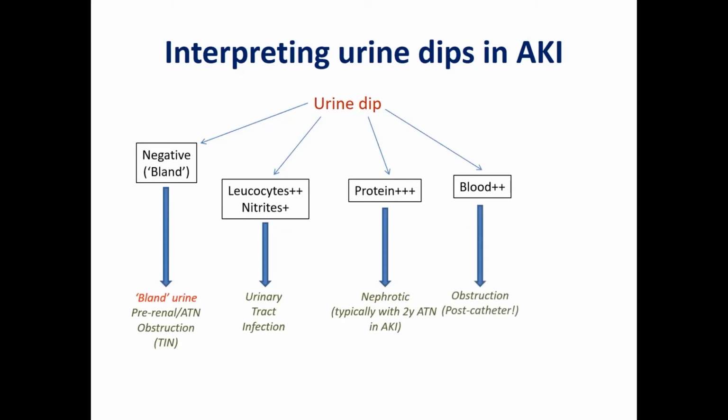If there's lots of blood and nothing else, that probably means they've got obstruction. It means there's a tumor or something. The other thing I would just warn you about is if someone has been catheterized, you can't really interpret that, because the catheter itself will, of course, cause microscopic hematuria.